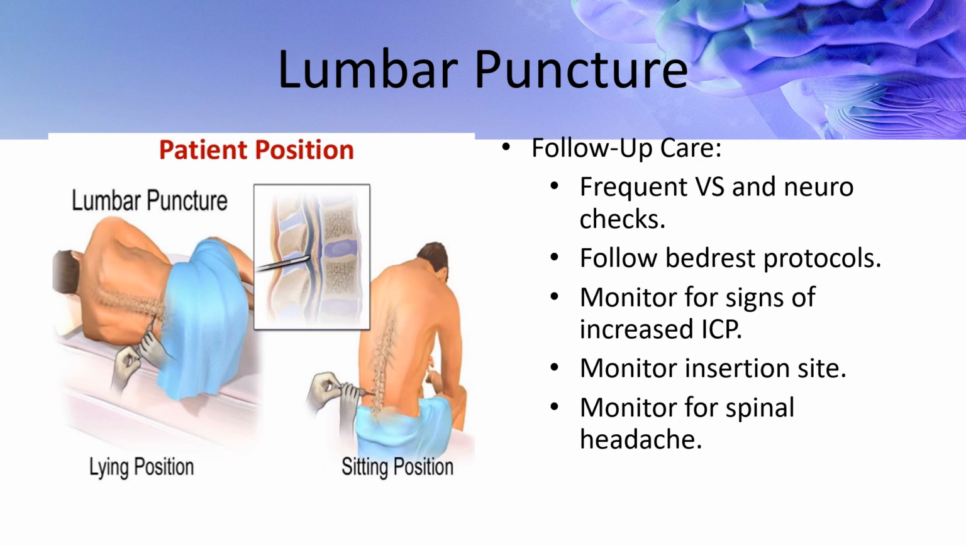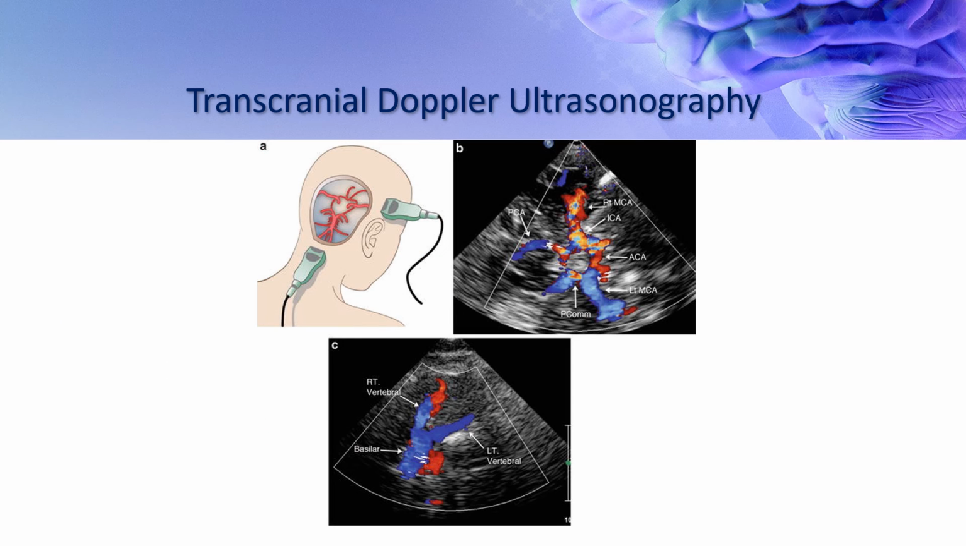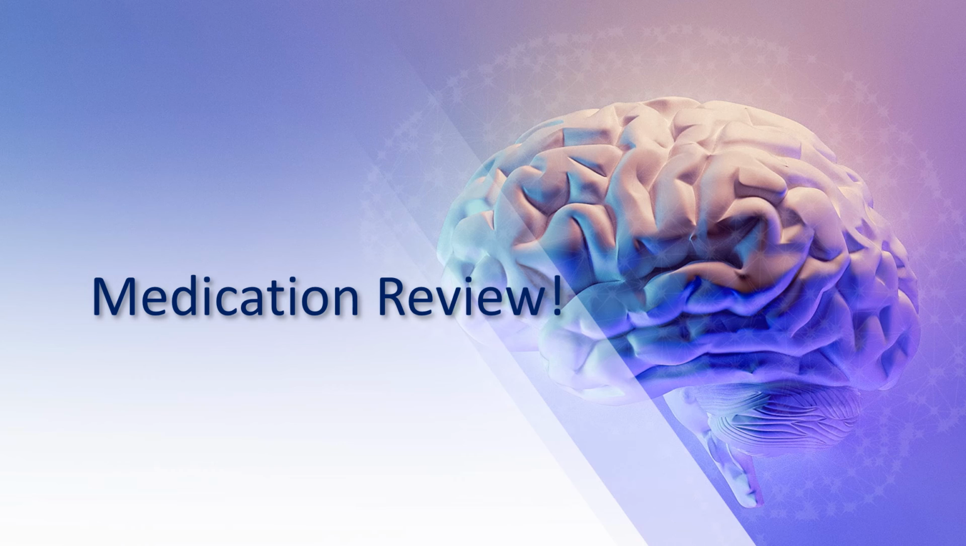A transcranial Doppler ultrasonography is basically an ultrasound of the blood vessels in your head, and it can check for any narrowing of those arteries. It is a non-invasive alternative to the angiography and can be done many times on the same patient. Now on to everyone's favorite part, the medications. A lot of these will probably be a review for you, but they are applicable to the neurological system, so we're going to go over those.